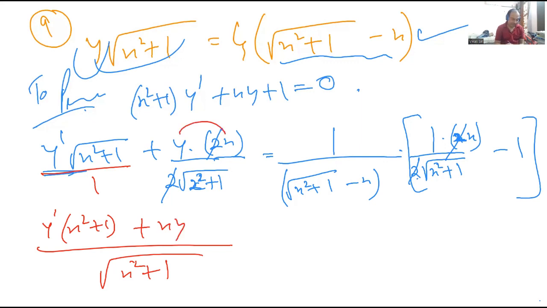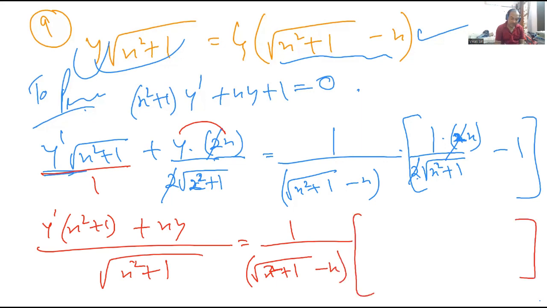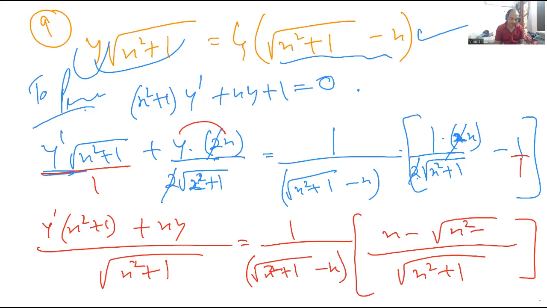Okay, now come to this part. In this part, you are having 1 over under root x squared plus 1 minus x. And what is here? Here, this is 1. And if you take the LCM here, you will have under root x squared plus 1, whereas here, you will have x minus under root x squared plus 1. I think everything is clear to you. Any questions? Clear?